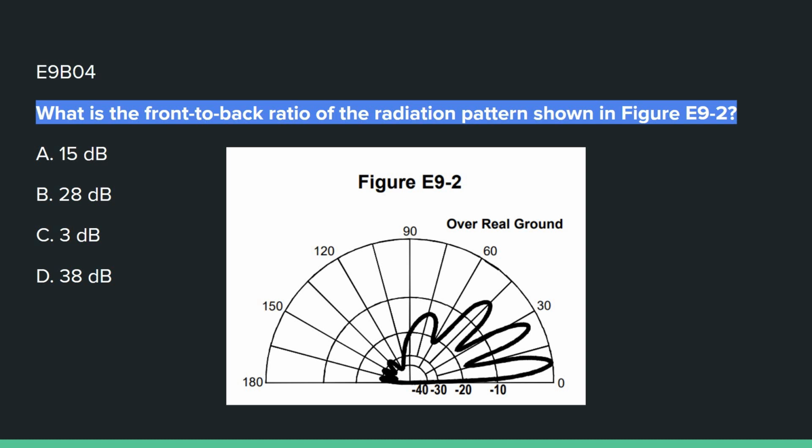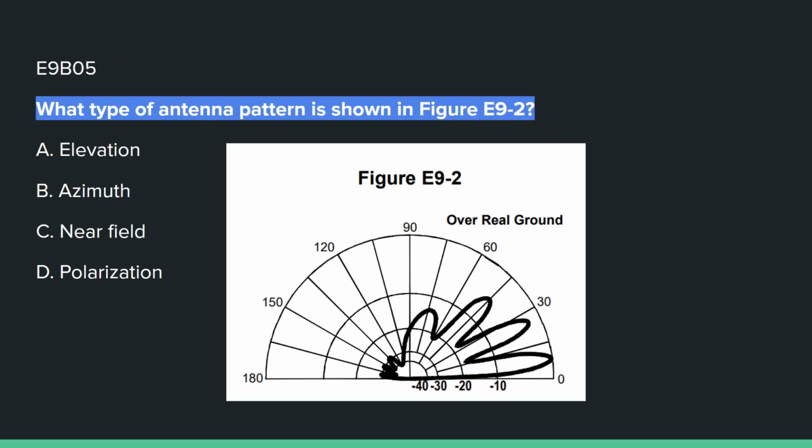E9B04, what is the front to back ratio of the radiation pattern shown in figure E9-2? B, 28 dB. E9B05, what type of antenna pattern is shown in figure E9-2? A, elevation.